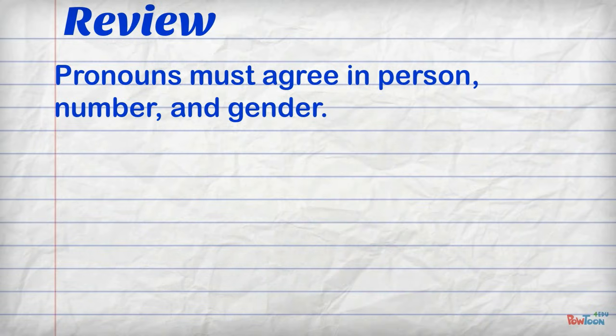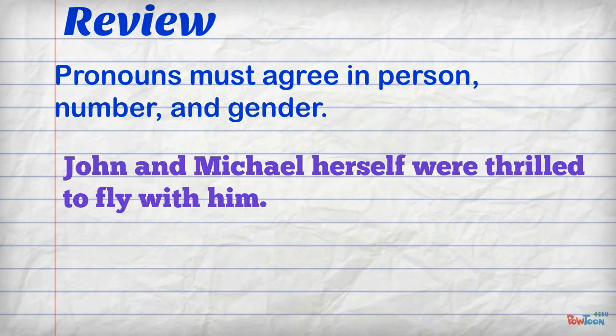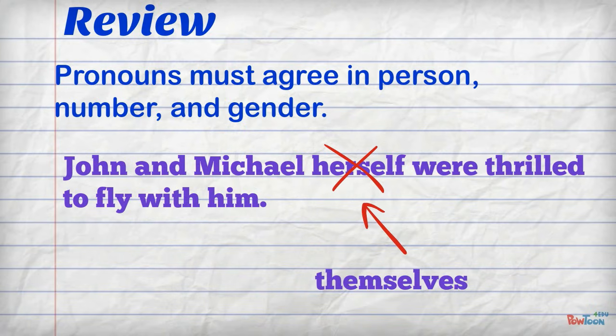Lastly, you know that pronouns always need to agree in person, number, and gender. John and Michael are third person plural. Check the antecedent and use your chart to help.